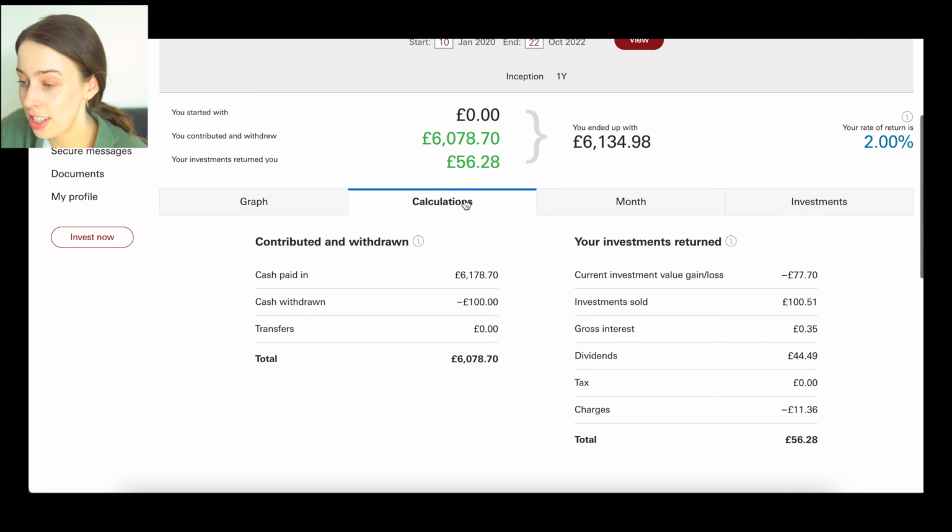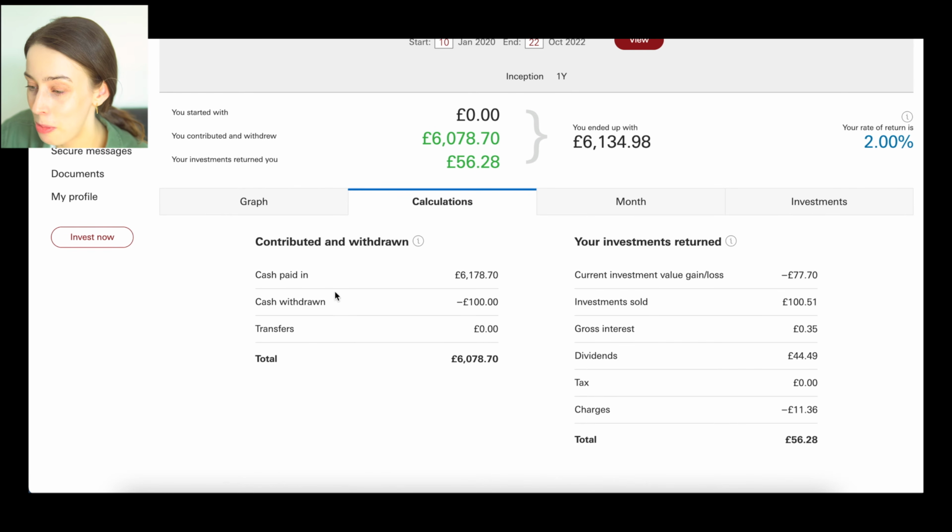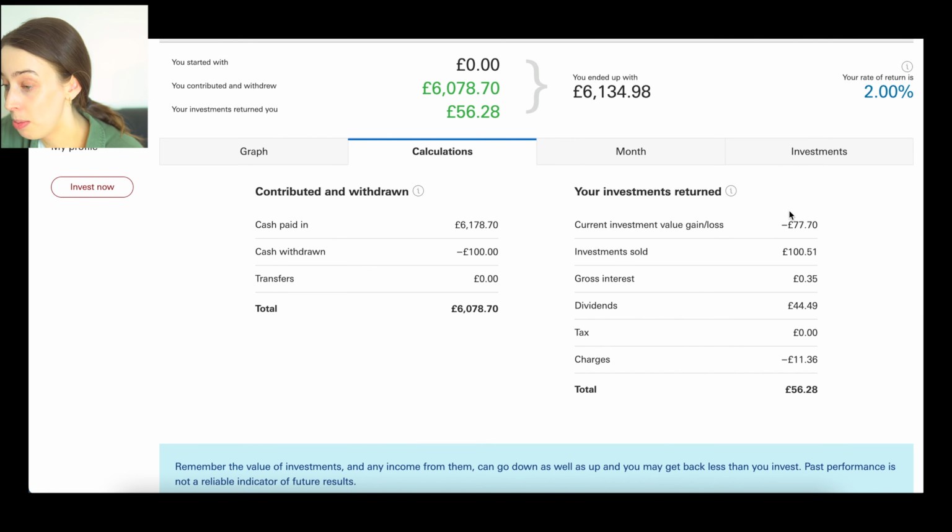This calculation section, so a tab within a tab within a tab, you can see a little bit more of a breakdown about how much cash you've put in, how much you've withdrawn, any transfers you've made. And then here we've got some more information about if you've sold any investments, have you made any interest, any dividends, have you paid any tax and any charges on the account as well. And it will give you an overall total figure as well. So you can see, for example, that's the amount of dividends that I've made since the account opened.